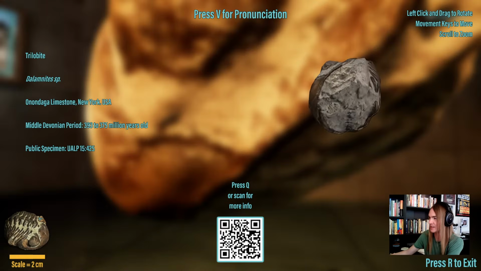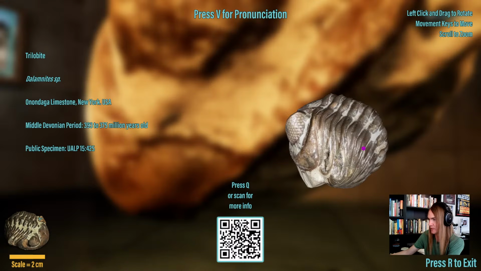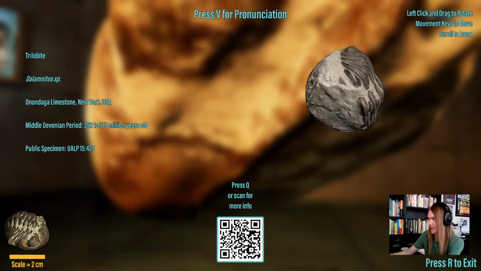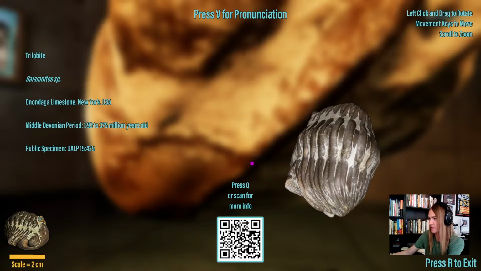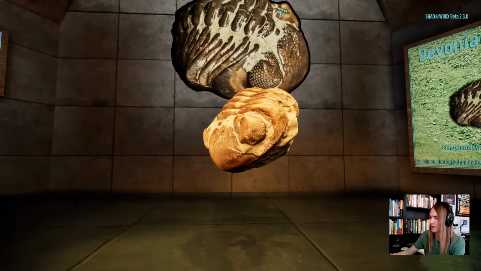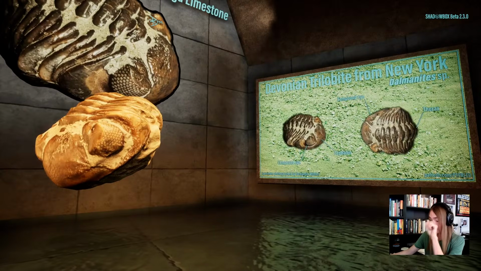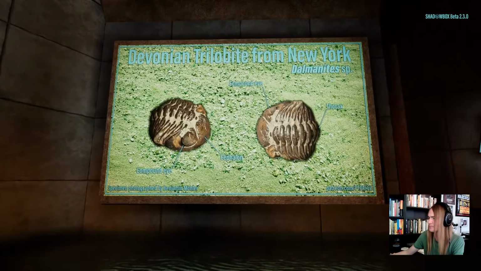So this is Dalmanites. It's actually rolled up, kind of like a roly-poly. So the pygidium, that tail portion, is going to be down here somewhere. It's partially obscured by the matrix. This is the cephalon, and then the thorax is where it's folding. And yeah, that's Dalmanites. You can open up the article to learn more about it.